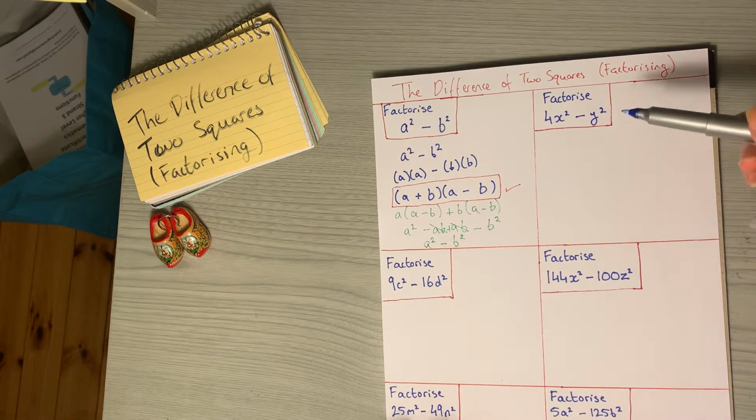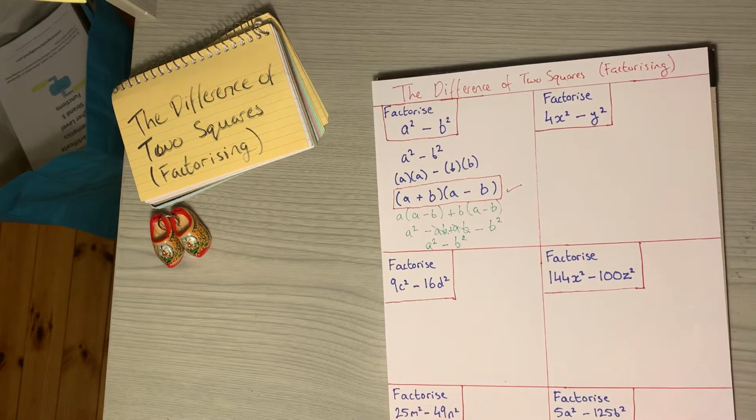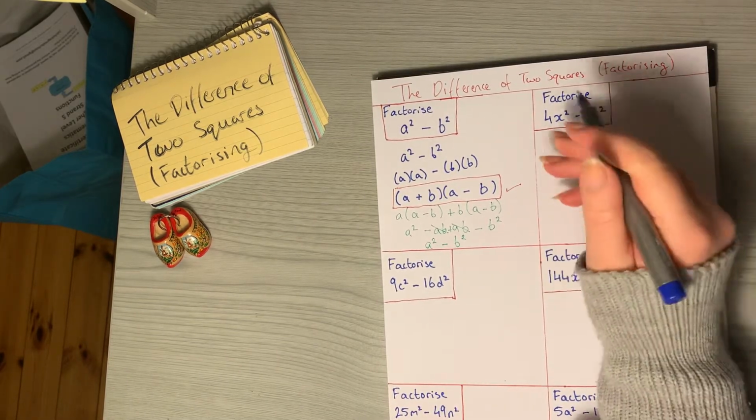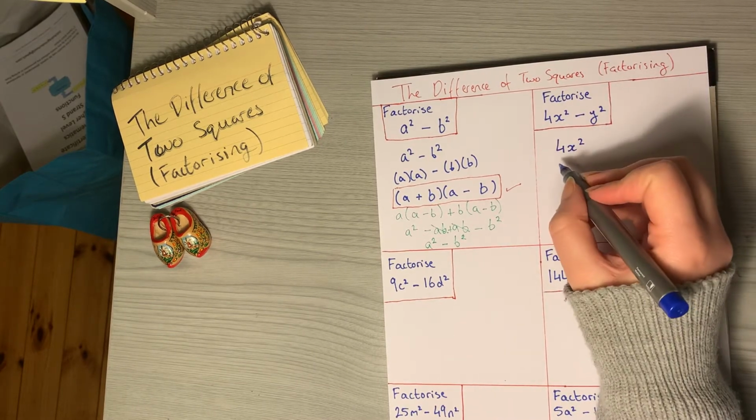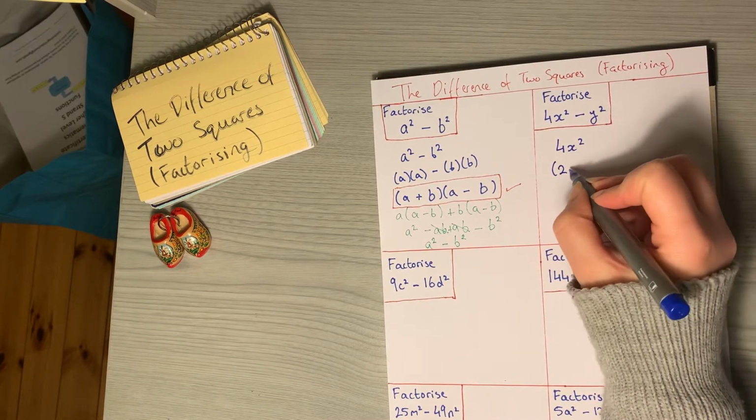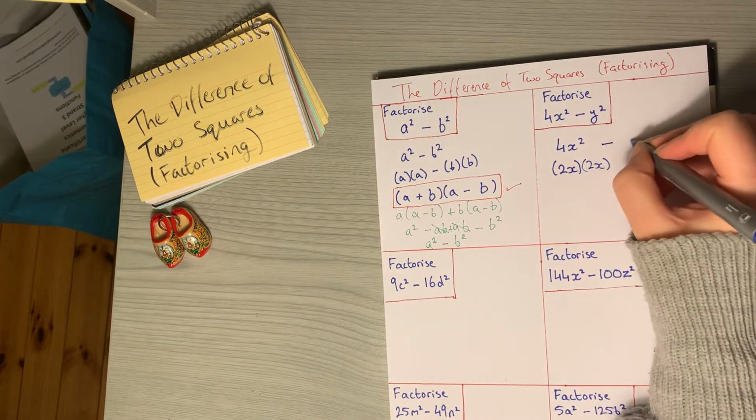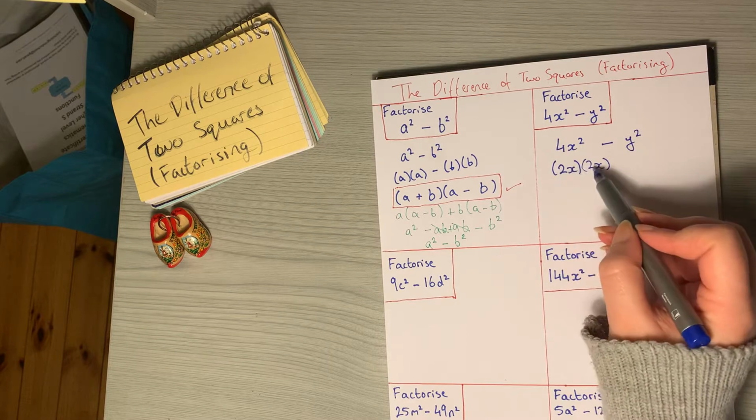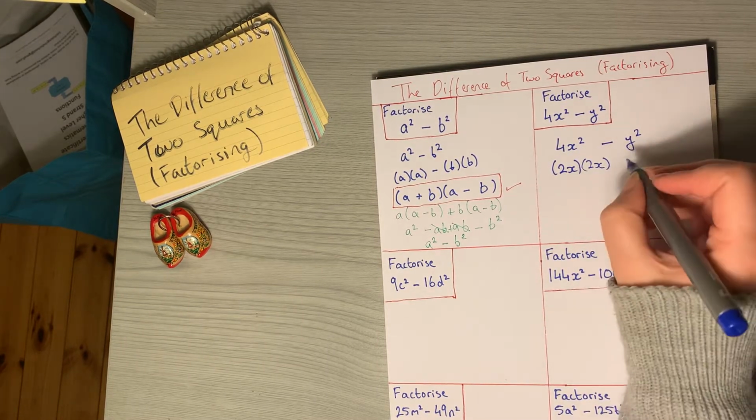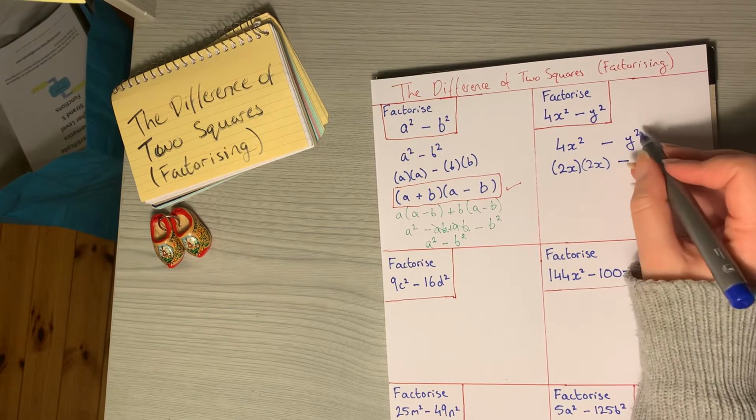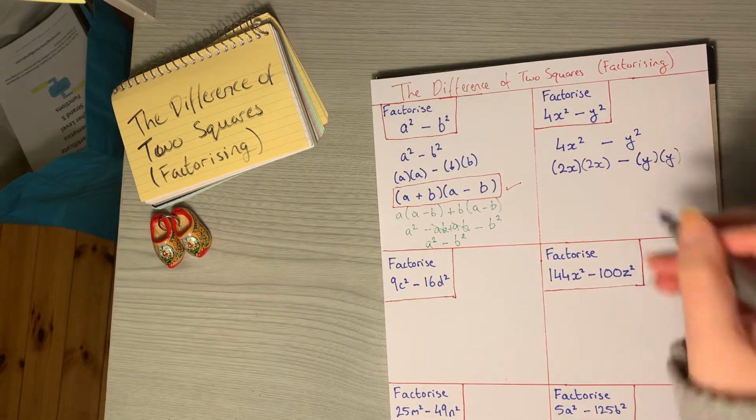Let's have a look at the next one. So we have 4x squared minus y squared. So 4x squared, what multiplied by itself is going to give me 4x squared? Well, that's going to be 2x times 2x, because 2 by 2 will give me the 4 and x by x will give me the x squared. And then what multiplied by itself is going to give me the y squared? That's going to be y times y.